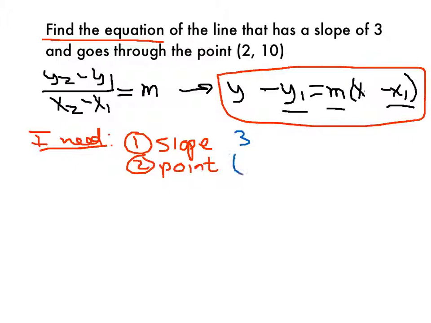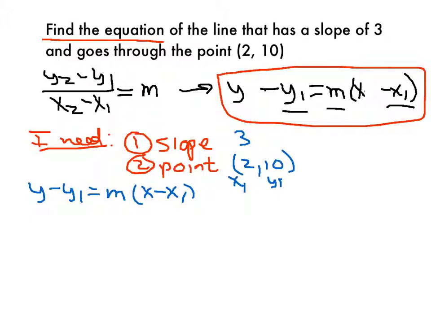The point is (2, 10). So I'm going to plug that into my formula here. I'll have y minus y1 equal to m times x minus x1, just the rearrangement of the slope formula. My y1 is 10, so this is my y1, my x1, and this is my m. So I'll have y minus 10 equal to 3 times x minus 2.